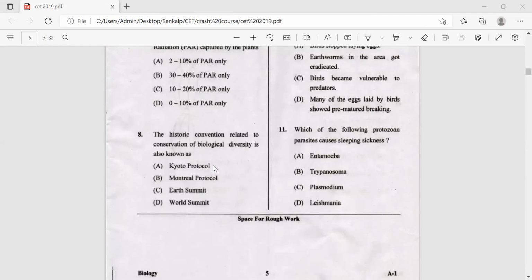Eighth question. The historic convention related to conservation of biological diversity is also known as: Kyoto Protocol, Montreal Protocol, Earth Summit, World Summit. Janvi said option D. Kirtana voted as option D. Sindhu option D. Vani KS option D. The right answer is option C, that is Earth Summit, not World Summit.